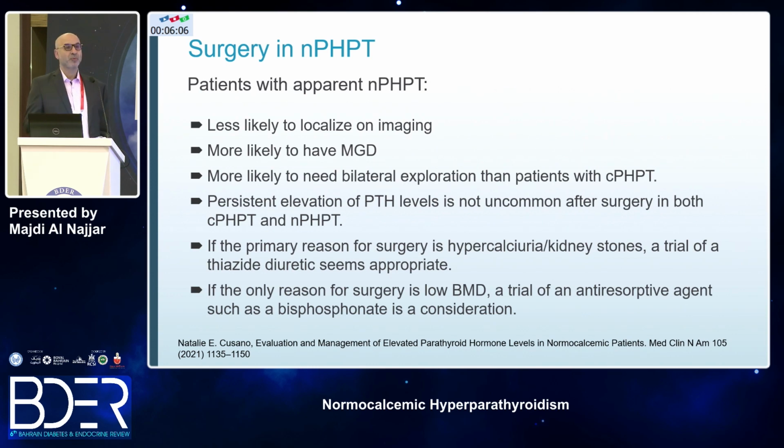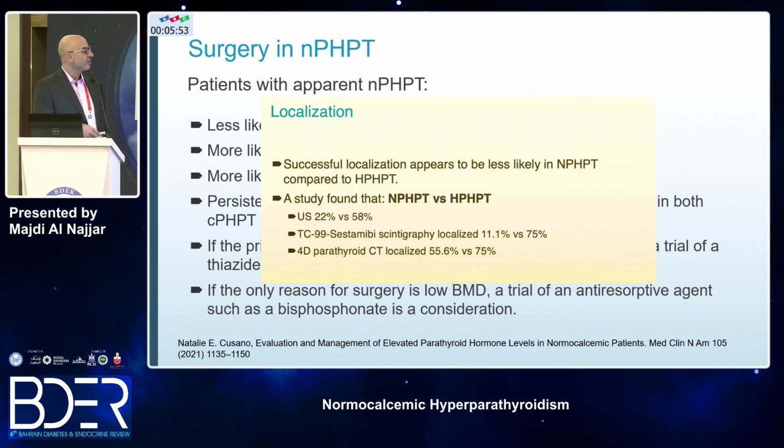So what is the problem with surgery? You know, it's easy, you take it out. The problem in normocalcemic primary hyperparathyroidism is that localization and imaging is much less accurate than in patients who have the classic form of hyperparathyroidism. For example, one study found ultrasound was 22% accurate versus 58% in the classic form. Sestamibi scan, 11% versus 75%. The parathyroid CT scan, 55 versus 75%. So you are less likely to localize the disease.